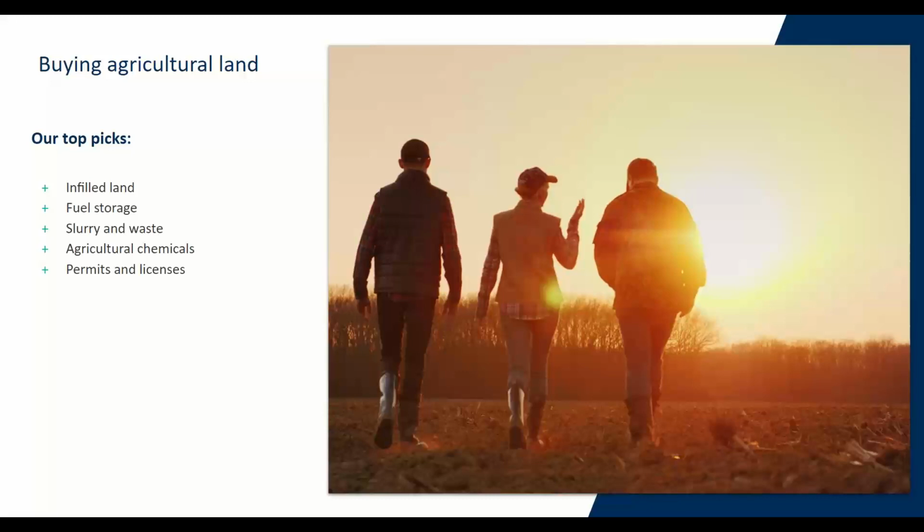And there are numerous environmental impacts arising from farming processes, which affect things like water bodies, which of course can impact human health and the ecology. And so I'm going to go through a couple of processes in the upcoming slides, and some of the top picks of what we look at, particularly when it comes to agricultural land. So infilled land, fuel storage, slurry and waste, agricultural chemicals, and permits and licenses. These are all really, really important.